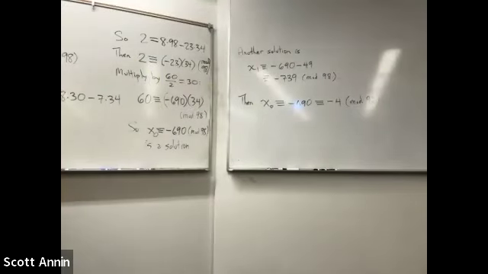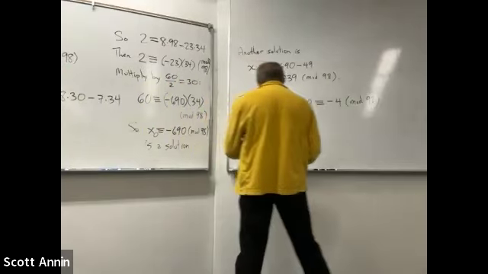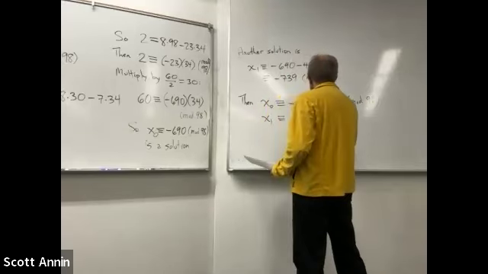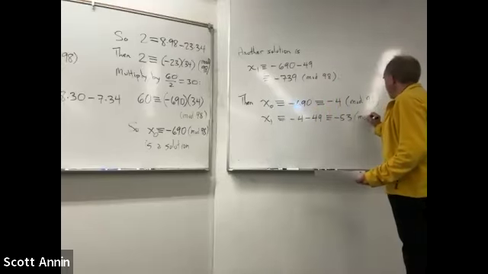And you should be able to check it. Plug in negative 4 here. The difference between 34 times negative 4 and 60 should be a multiple of 98. And x1 could be thought of as, well, subtract 49. Now we'll subtract the 49 from this, and we'll get negative 53 mod 98.